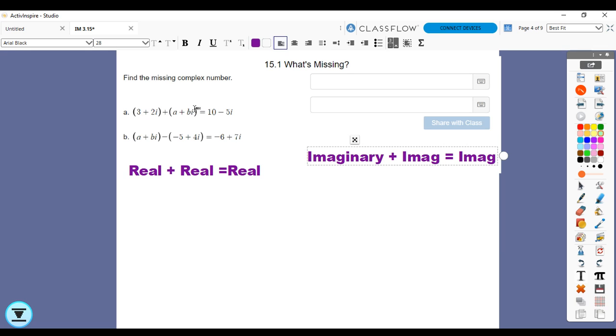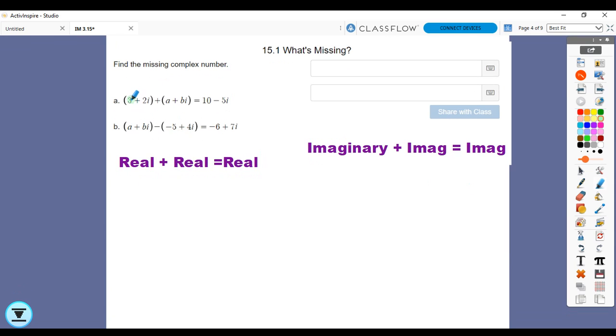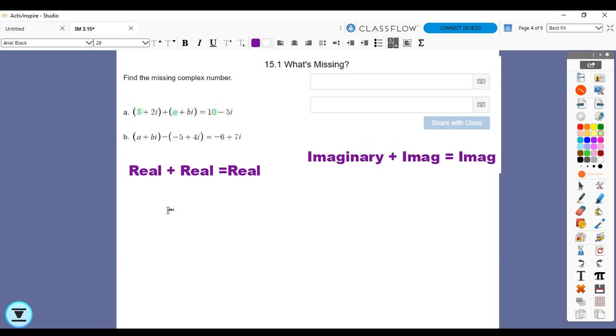All right, so if I look at letter A, I'm trying to find this complex number to make this statement true. So I'm going to take the real plus the real, it equals the real. So 3 plus a equals 10. So if you subtract 3 from both sides, you get a equals 7.